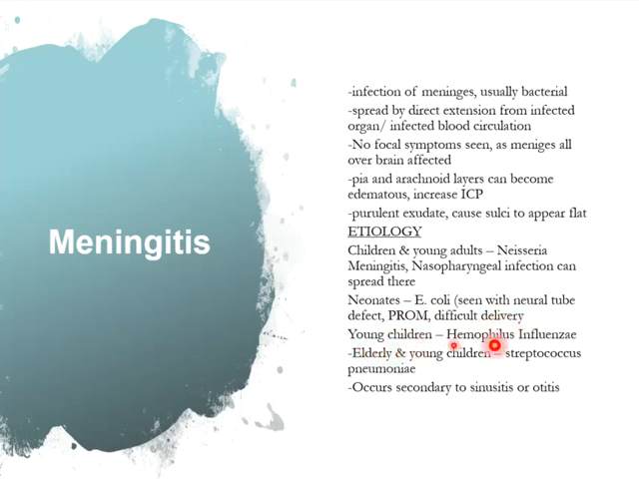In young children, the infective organism is Haemophilus influenzae. Elderly and young children, the cause is Streptococcus pneumoniae. And sometimes you can see meningitis develops as secondary to the sinus infection or the ear infection. Okay, secondary to sinusitis or otitis.